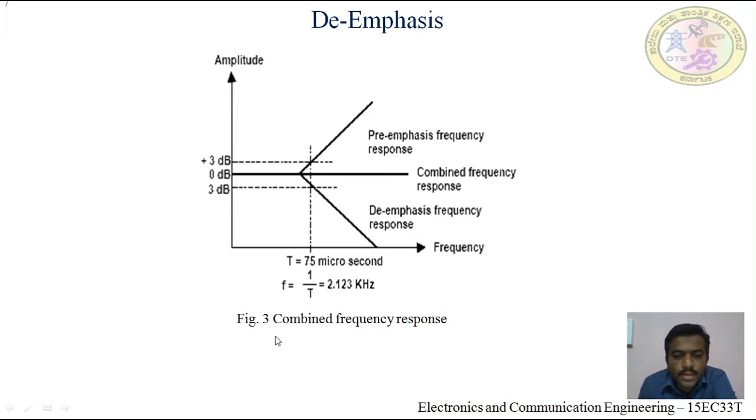Figure 3 shows the combined frequency response curve for the pre-emphasis and de-emphasis circuits. The pre-emphasis is done for signals which have frequency above 2.123 kHz. The amplification of the signals is carried out in the pre-emphasis circuit, and the attenuation of the signals will be carried out in the de-emphasis circuit. Hence, the effect of pre-emphasis can be removed by using the de-emphasis network.